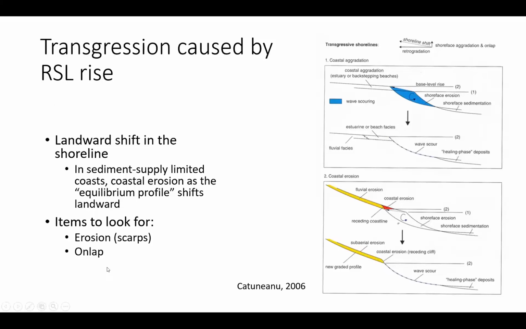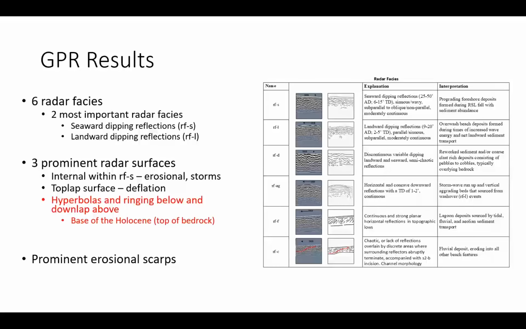And so those are some things that we can look for buried within these deposits, maybe erosion, coastal erosion, and that onlap. So we collected a bunch of GPR. We saw, as good stratigraphers, we identified several facies, GPR facies. The two that are important for my talk here today are these seaward dipping reflections, which just represent the progradation of the coast as sea level is falling, and these landward dipping reflections, which represent sort of overwash, largely from maybe storms and so forth.